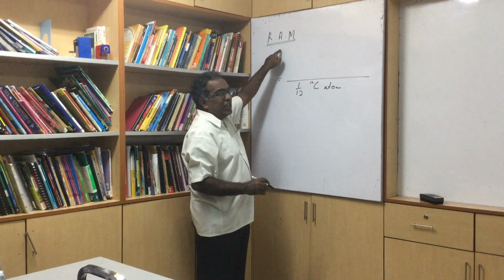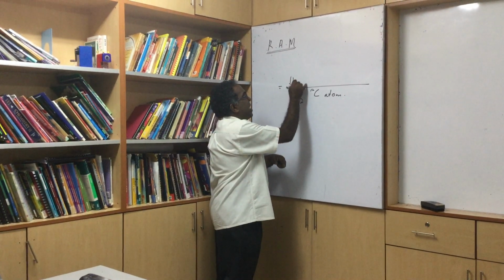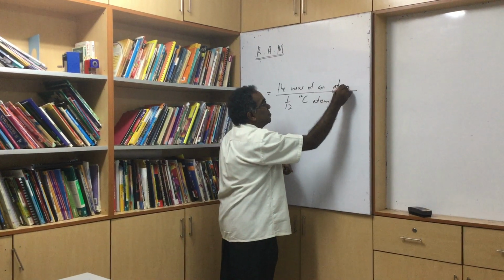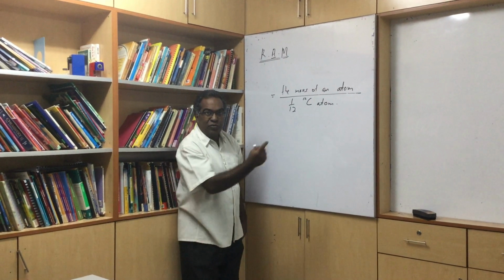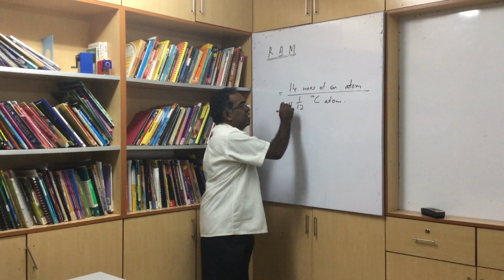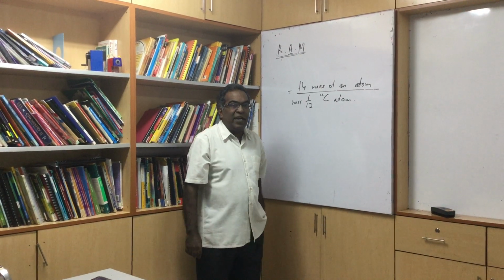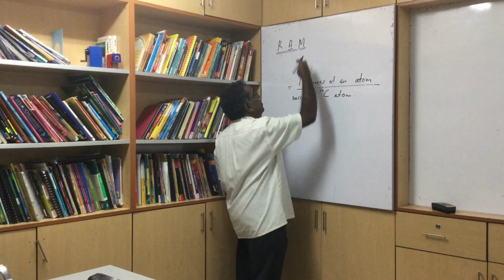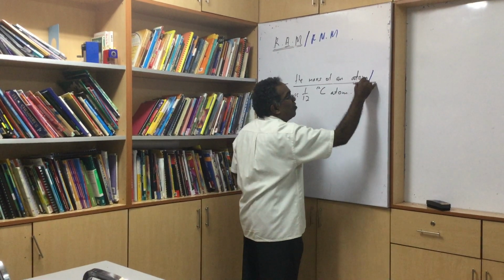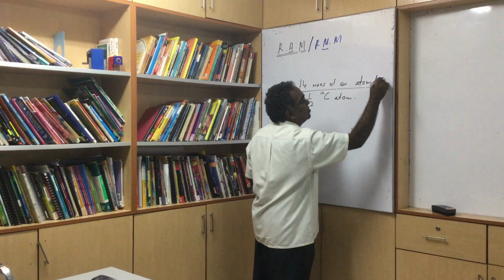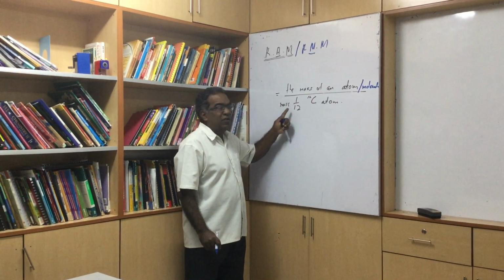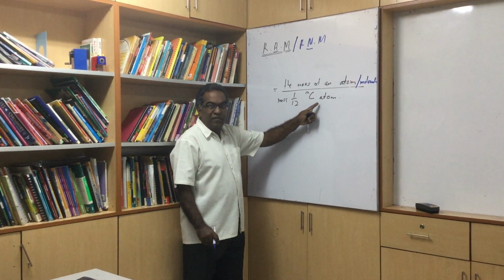So what's relative atomic mass? The mass of an atom compared to the mass of 1/12 a carbon atom. So likewise, what is a relative molecular mass? The mass of a, now use molecule, compared to the mass of 1/12 a carbon-12 atom.